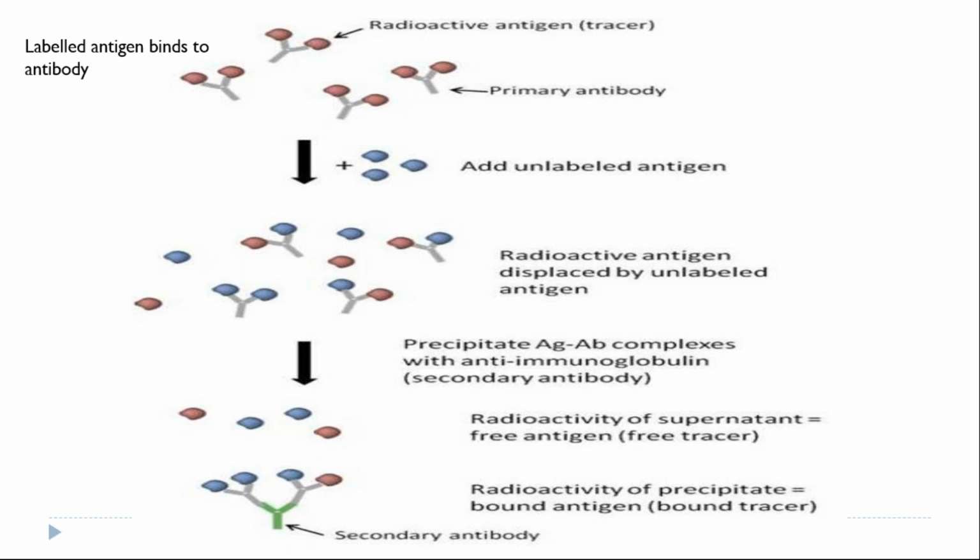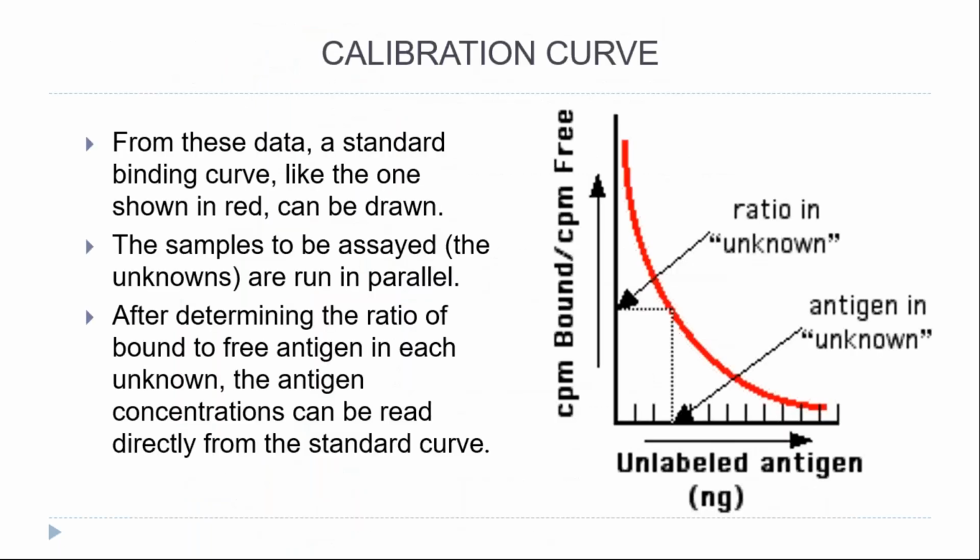So in the next step, you draw a graph of the bound versus unbound. You have the unlabeled antigen, and you plot it against the counts of the bound versus the counts of the free. So what you get is a hyperbola. You will not get a straight line. So from the ratio of the bound to free, the unknown ratio, you can calculate the concentration of the unknown.